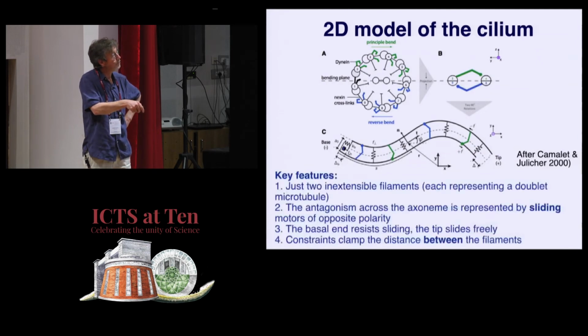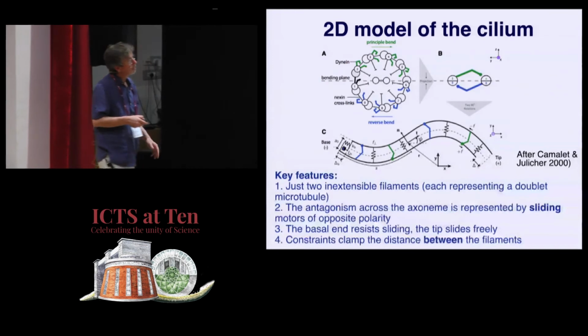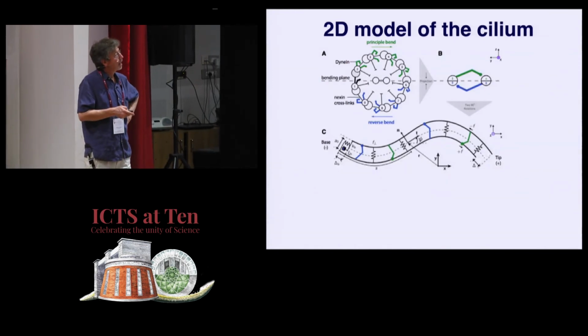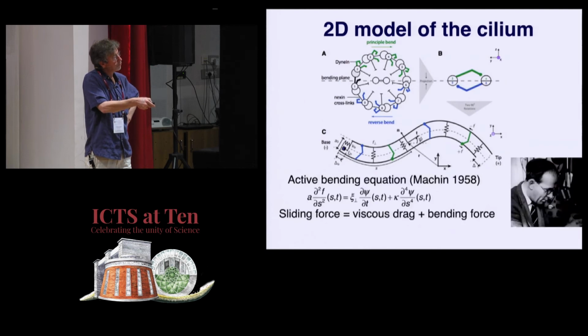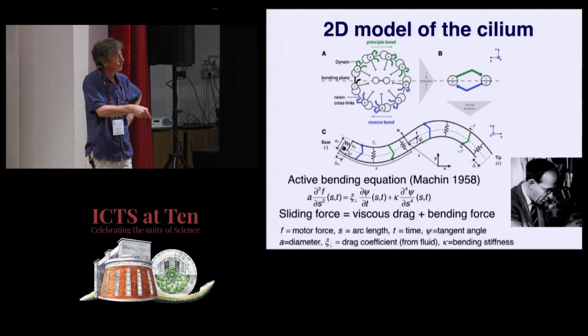So these are the features of the model: inextensible filaments, oppositely oriented motors. There's a basal region which restricts sliding, but the tip is free, and there's a constraint that the two filaments have a constant spacing. So that's the mechanical model, and you can write down an equation of motion, and this was done by Ken Muchin in 1958, in which he balanced the sliding forces against the viscous forces and the bending forces, and these are the various parameters, but basically F is a force and psi is the bending angle.